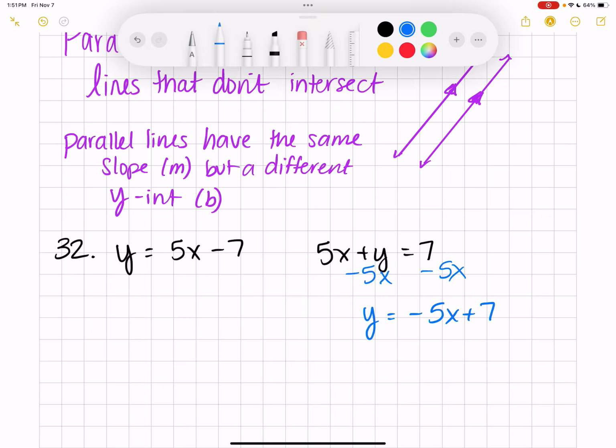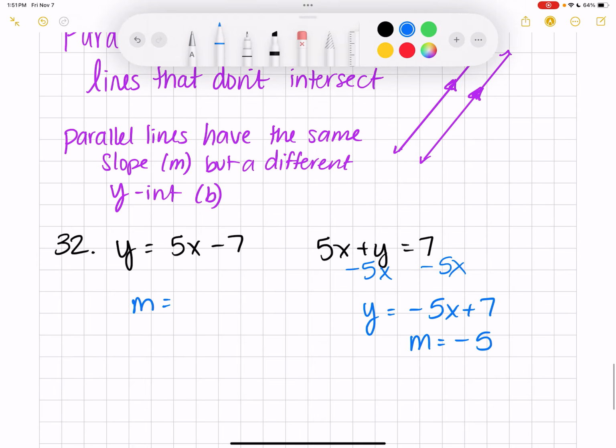So what's the slope of this line? 5. Negative 5. What's the slope of this line? 5. Are these the same? No, so these are not parallel. And a lot of times I'll just do the little symbol for parallel lines, which is like that, to say that they are or are not parallel.